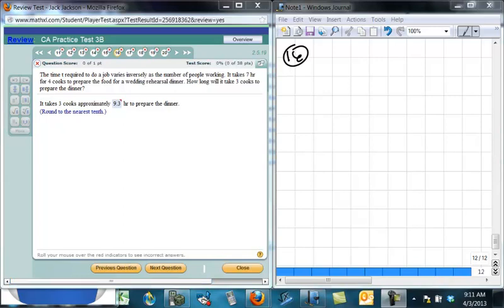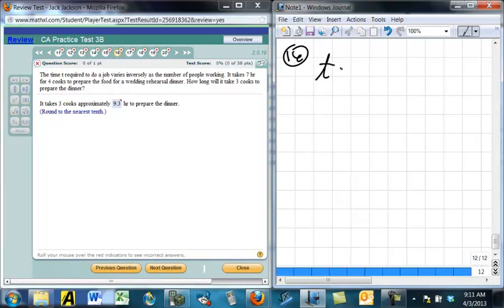Okay, when you see t varies, that's t equals some constant. If it's direct variation, we multiply. If it's inverse variation, we divide. So if we let t be the time required, n is the number of people, it varies inversely as n, so we divide by n. So there's our formula. Now, k is a constant, n is our variable, t is our variable. So n's like x, t's like y. K is an actual number, a constant number.